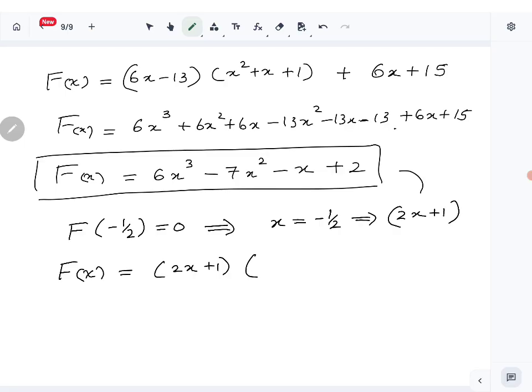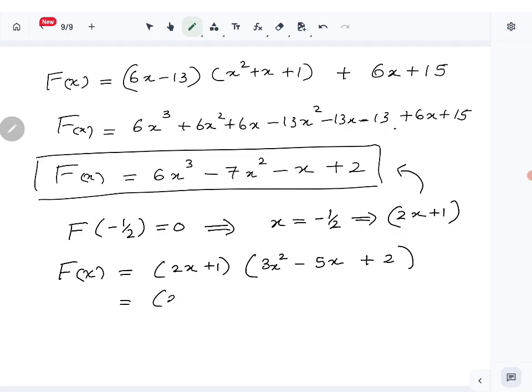You can either do long division and get the other quadratic part, or do it by observation. Observation is easy, no? I want to create 6x cube, so I need 3x squared here, and I want my last term to be plus 2, so plus 1 times what? Plus 2. Then create the middle term by observation. So you get 6x cube plus 3x squared. I want minus 7x squared, so I have to multiply 2x by what? Minus 5x. Then I get minus 7x squared, right? So that's the quadratic part.